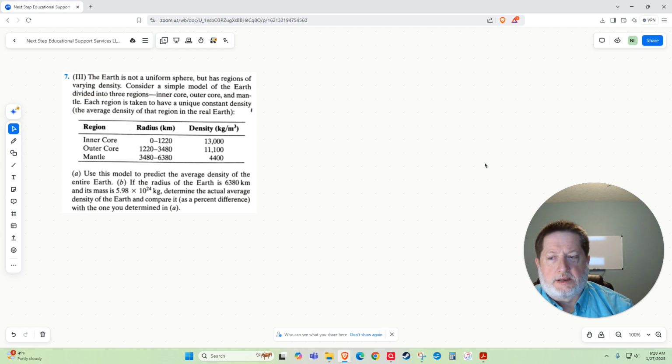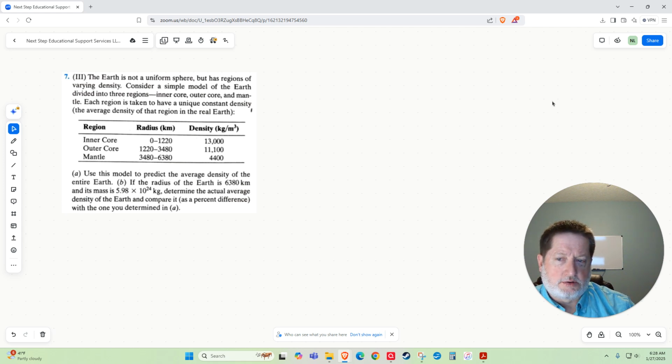Part A reads, use this model to predict the average density of the entire Earth. And then in part B, we're going to use the radius of the Earth and its actual mass to determine the actual average density. That's actually an easier calculation than part A. But then we're going to compare that as a percent difference with part A. Again, that by itself is not a difficult problem. Part A is definitely the more difficult part of this problem.